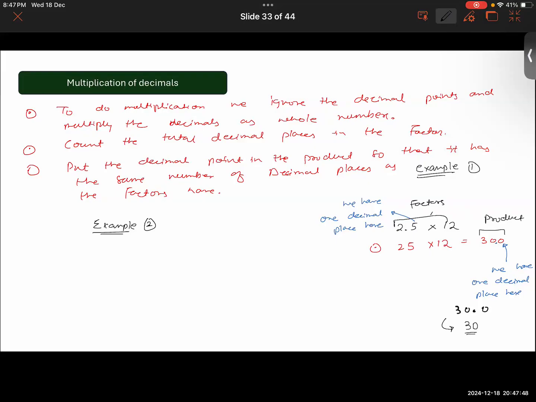So what is this? In the last point: put the decimal point in the product so that it has the same number of decimal places as the factors have. Like in this given example, the factors only had one decimal place. So we make sure that the product also has the same number of decimal places. Got it? Good. Let's take some examples.